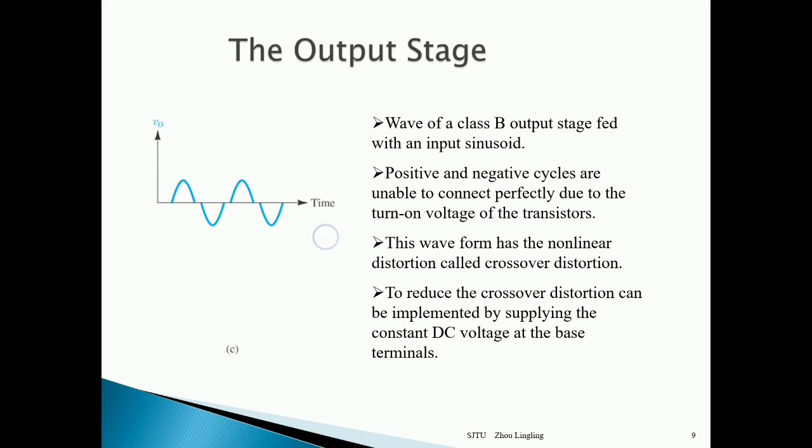This is also known as the dead band in the voltage transfer characteristic, which cuts out the output. Such crossover distortion can be avoided by applying a bias voltage greater than 2 VBE between the two bases. This ensures that a small current flows in the transistors even in the quiescent state. The crossover distortion can thus be reduced by supplying a constant DC voltage at the base terminals.